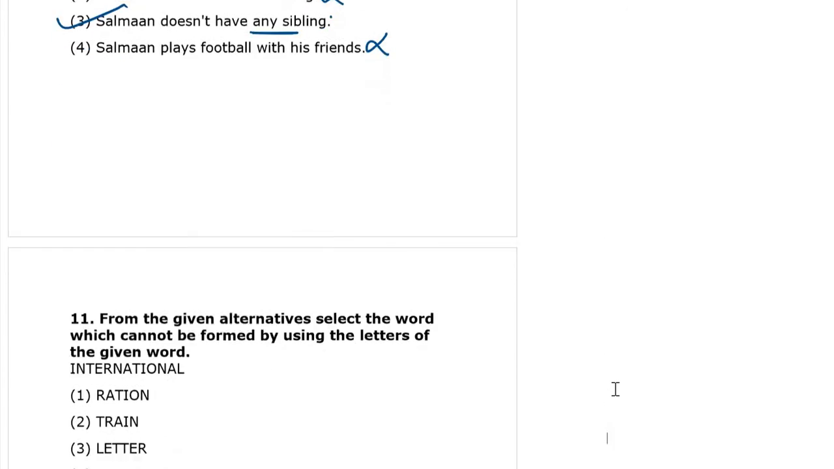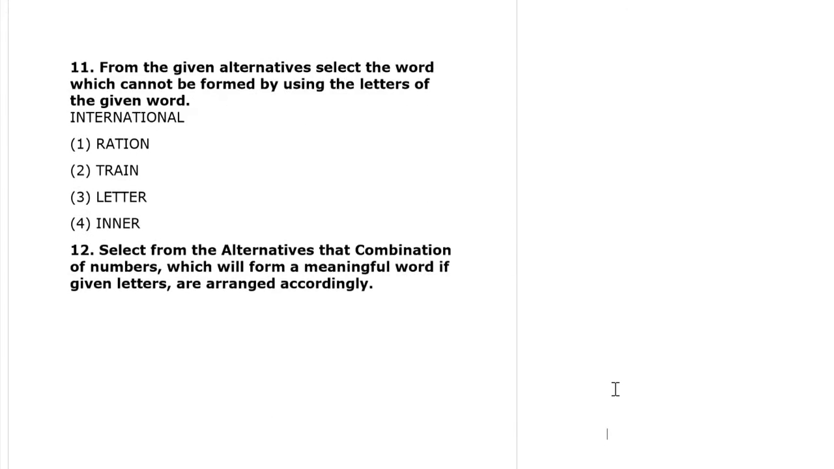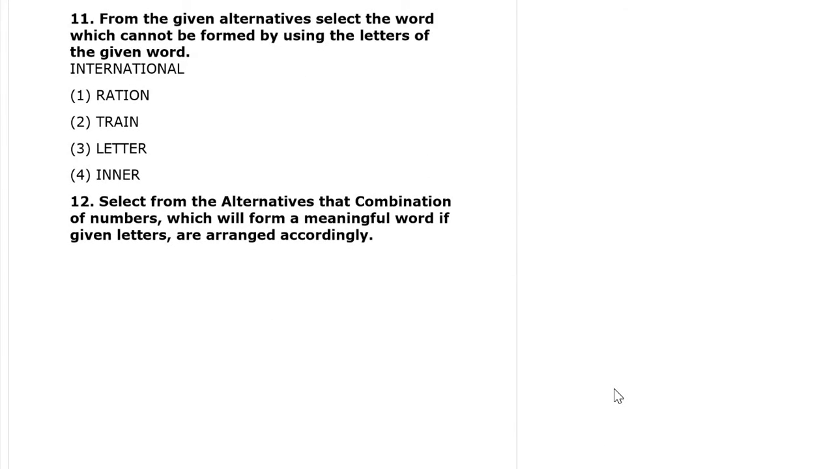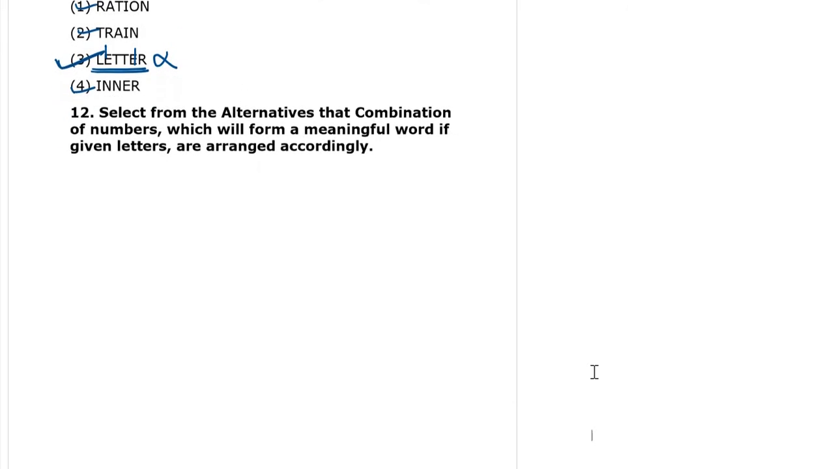Come to the next question. 11th one. Which word cannot be formed from this? Check all other words, we can form. Ration, train, inner. Only this one we can't form. Double E is there, here only one single E is there. This one we can't form. That's what the answer is, third one. Okay. Next one.